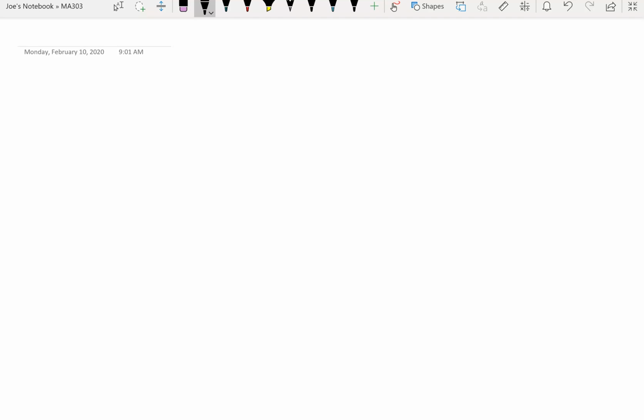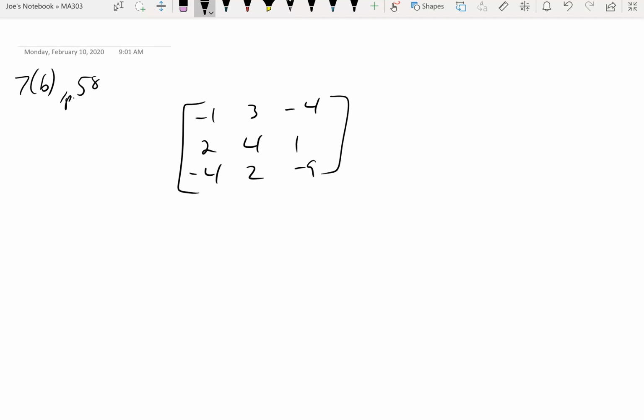All right. Well, let's talk a little bit about finding inverses of matrices. Let's look at number 7, part B, on page 58. The matrix they have is -1, 3, -4, 2, 4, 1, -4, 2, -9. And the problem asks you to find the inverse if possible.